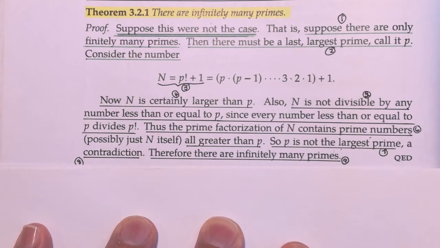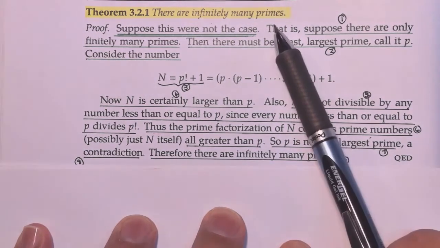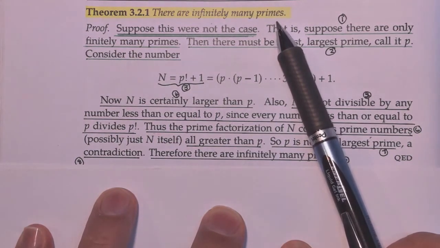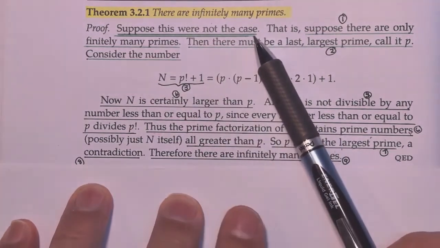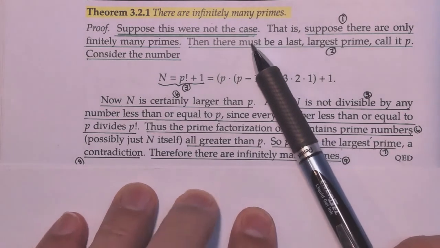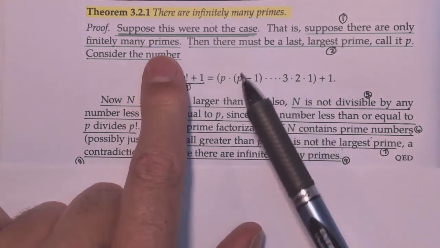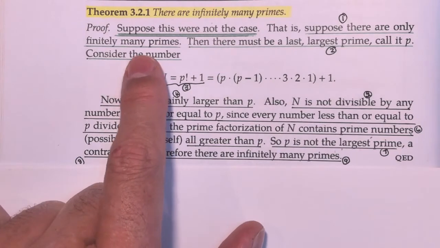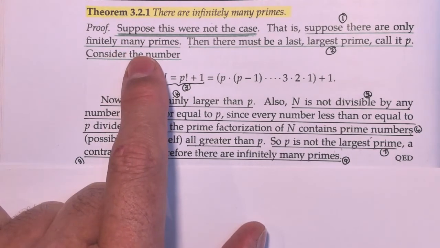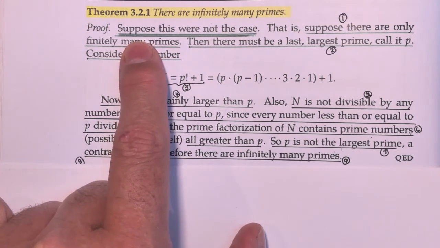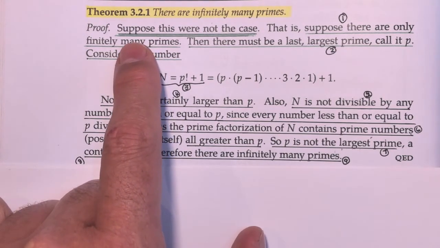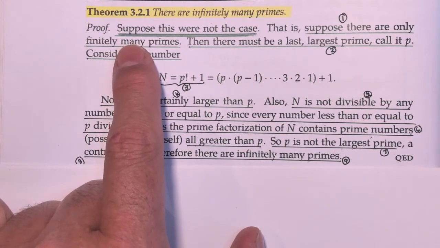Okay, so let's look at the following theorem. There are infinitely many primes. That's all the theorem says. Okay, how are we going to prove this? Well, let's suppose that this were not the case. That would mean we suppose there are only a finite number of primes. Note the word suppose, okay? Or we could have used the word assume as well, but suppose makes perfect sense here.